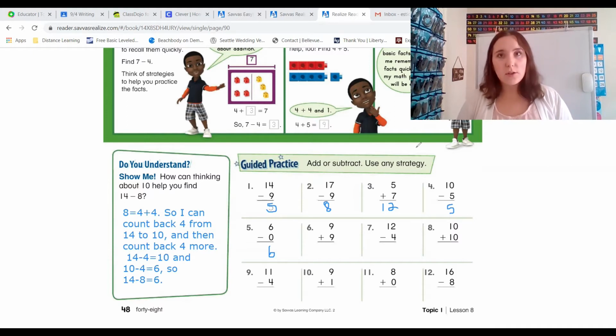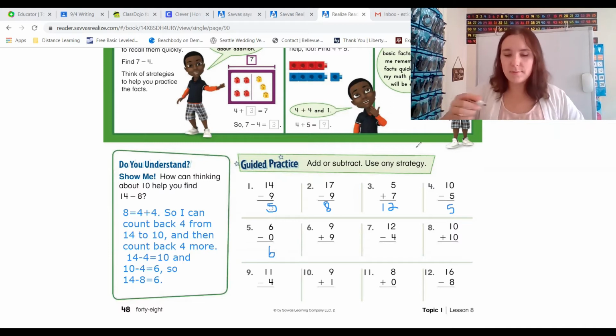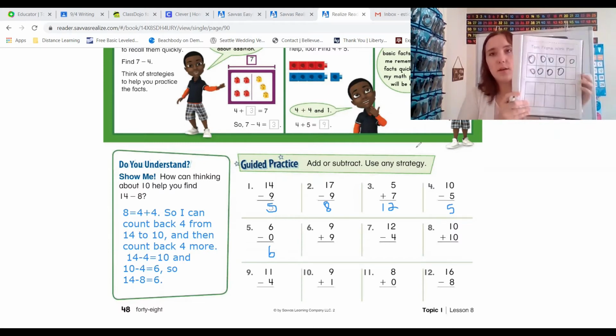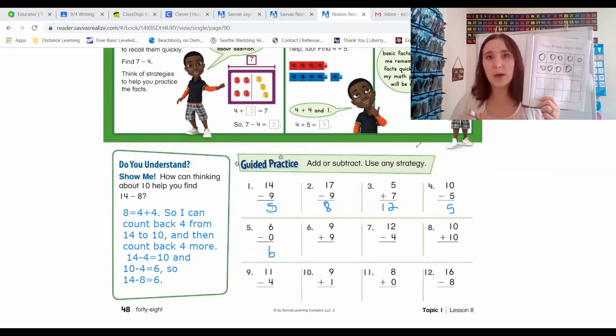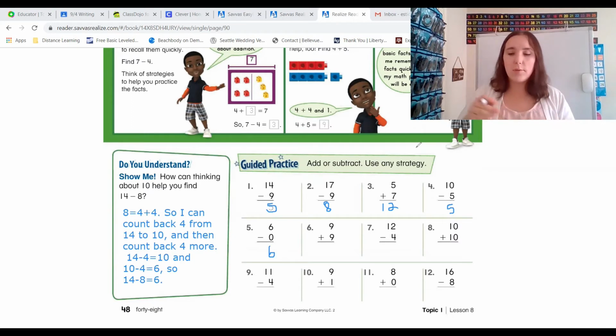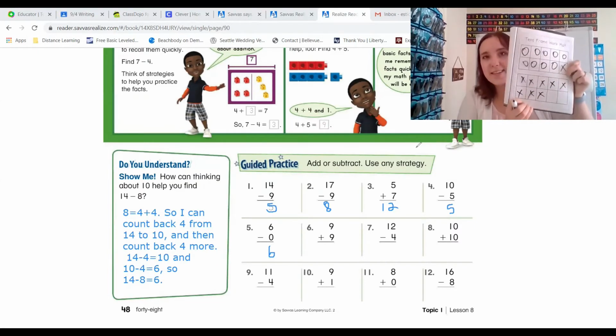But another way you can do it is on your 10 frame. So if you have 9 counters, you can count on 9 more, or you can do this on a number line, or you can just count these in your head too. But I'm going to do mine on my 10 frame real quick. So 1, 2, 3, 4, 5, 6, 7, 8, 9 more. Well, that's 18.